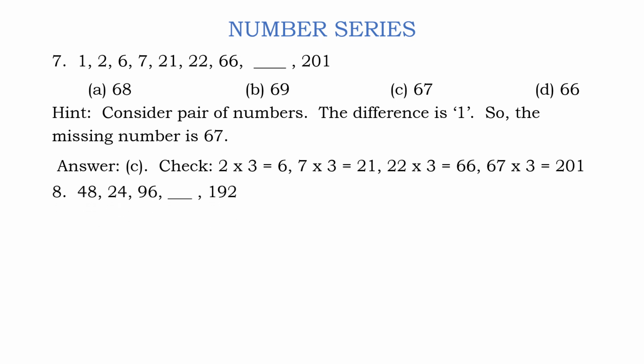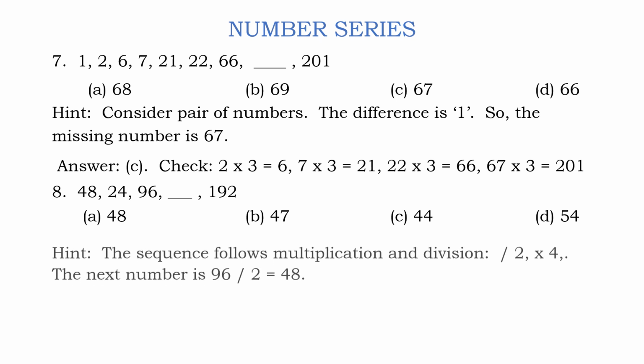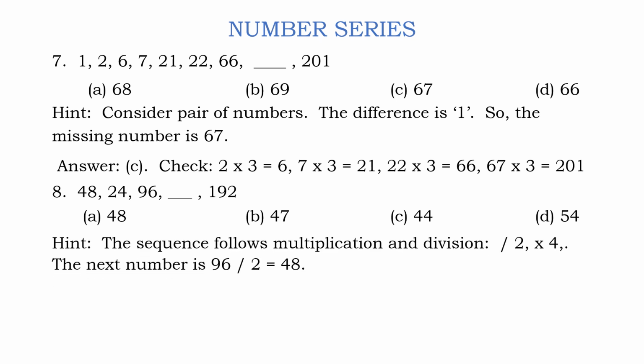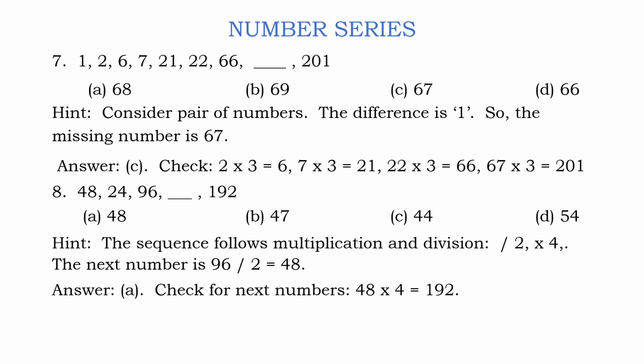Next, 48, 24, 96, blank, then 192. Here the numbers are increasing and decreasing alternately. So 48 and 24, that means 48 by 2 is 24, and 24 into 4 is 96. That means we have to divide by 2 and then multiply by 4 to get the next number. So alternately dividing by 2 and multiplying by 4 we will get the sequence. So 96 by 2 is 48. Then the next number is 48 into 4, which is 192. So the answer is A.